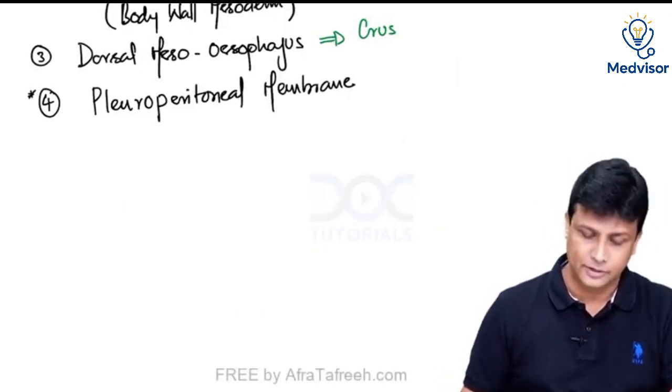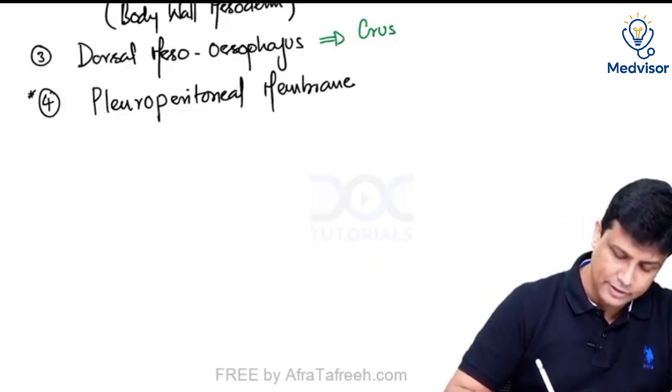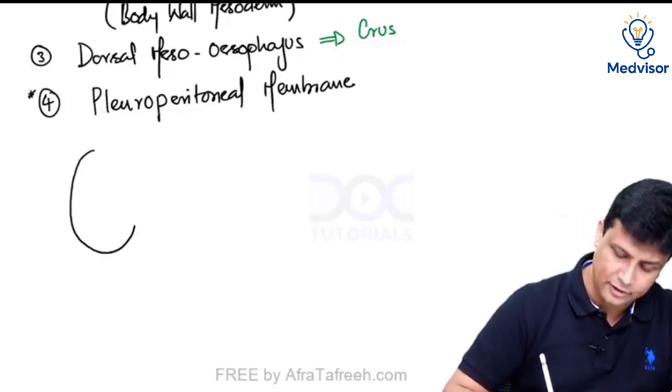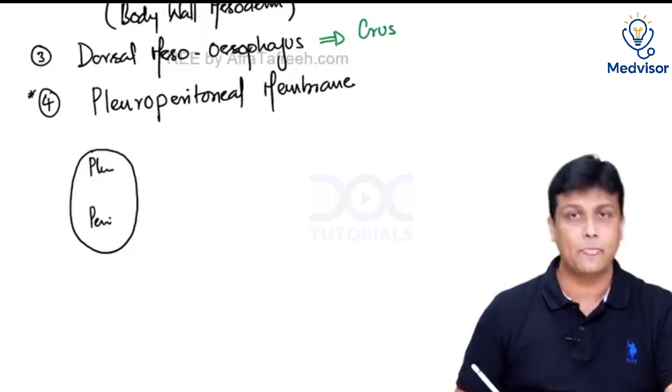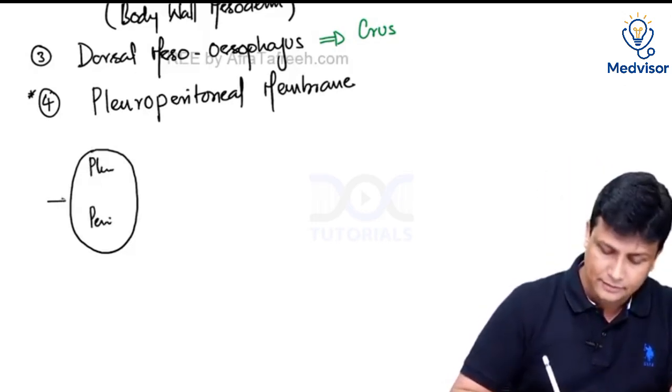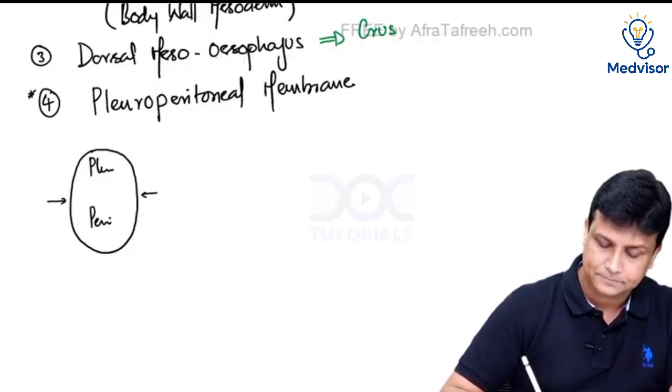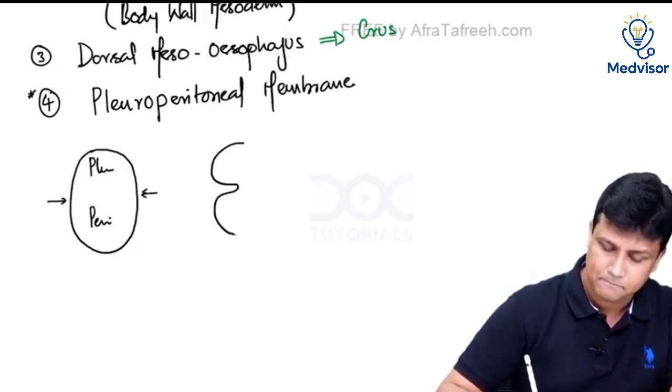Okay. Now let us discuss a little bit in detail about this pleuroperitoneal membrane. Many questions are coming from here. First of all, guys, imagine this to be the trunk. In the trunk, above you will have the pleural cavity and below you will have the peritoneal cavity. Now what is going to happen? There will be one invagination formed here, and because of this, it will become something like this.